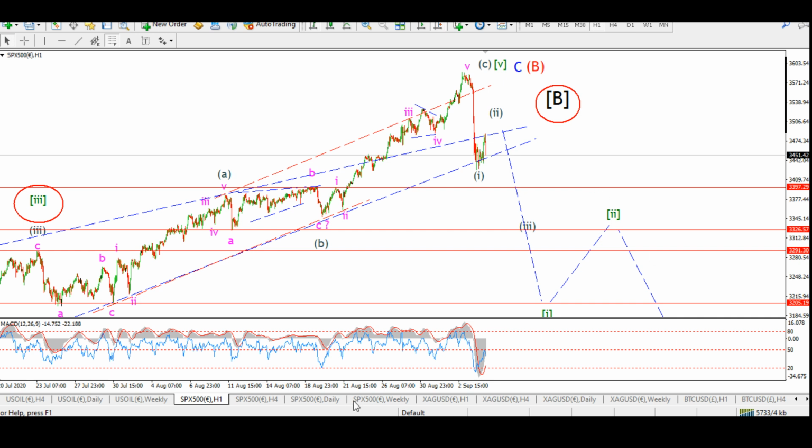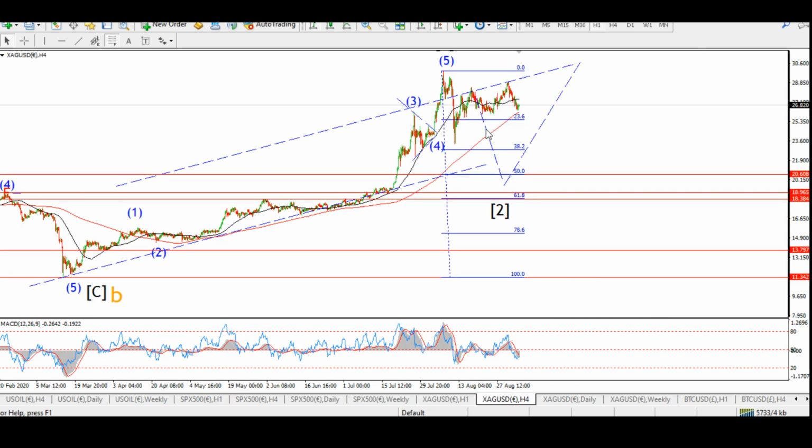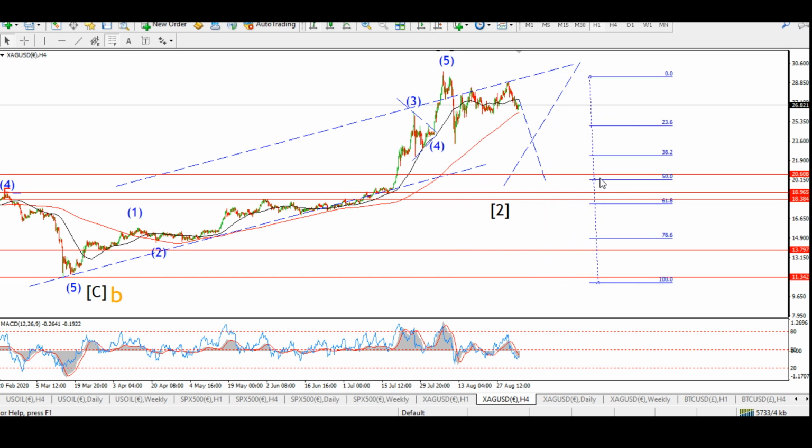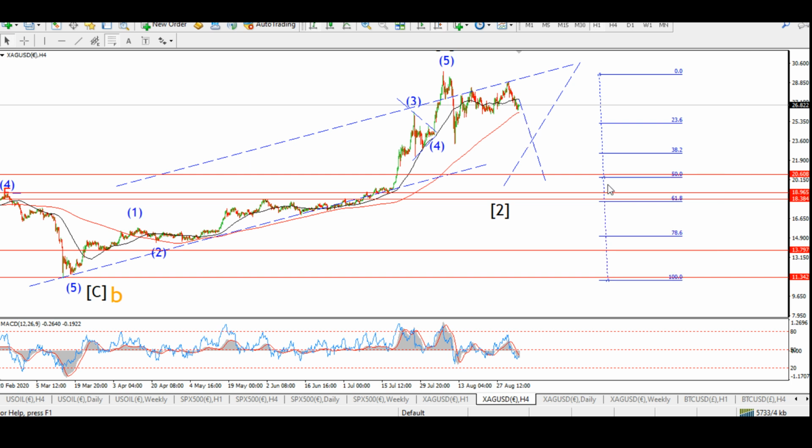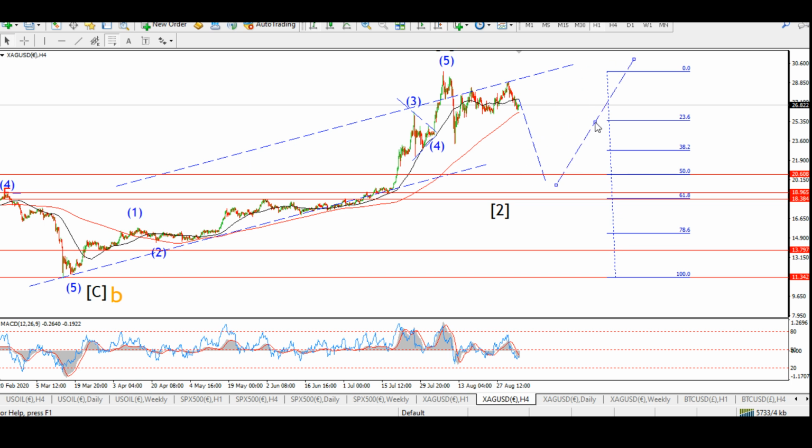Okay, let's move on. Silver. Still the possibility that we're going to see a larger second wave in silver. We haven't retraced enough. Well, we've retraced 38% of the previous rally in wave 1 up. So 38% is better than nothing. But a second wave, I would like to see retrace more than that, and we haven't done that yet.